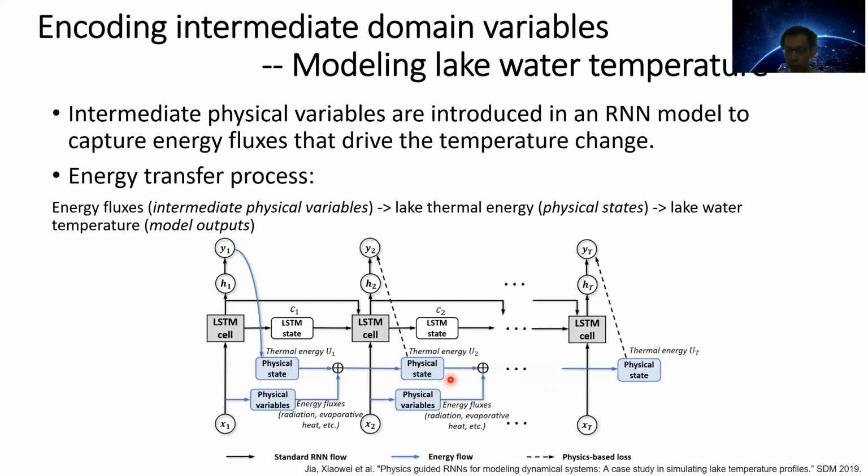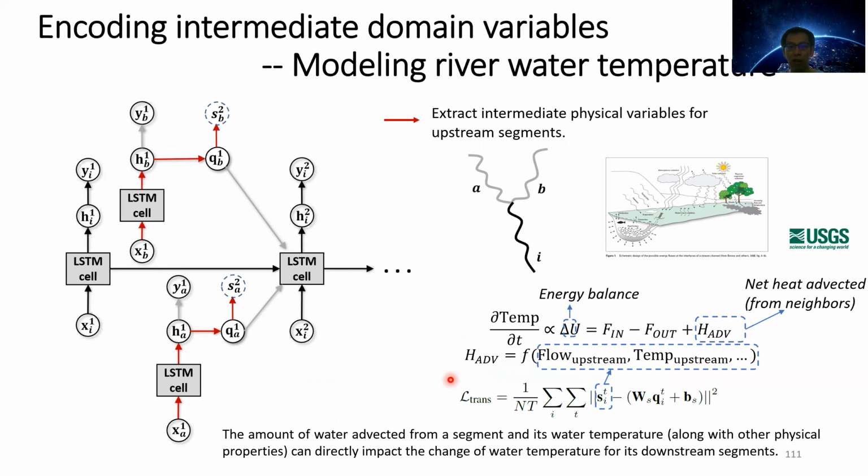And we can further extend this framework to model even more complex scenarios. This example is about modeling water temperature in river networks. The river network is more complex because we have to consider the interactions between different river segments. River networks consist of multiple river segments, and these segments can be connected with each other. For example, here we show a very small network with just three river segments, A, B, and I. But there are a lot of frequent interactions between them. For example, the water can get advected from upstream A and B to the downstream segment I. When this water merges from upstream segments A and B into the downstream segment I, it can directly impact the change of water temperature for this downstream segment I.